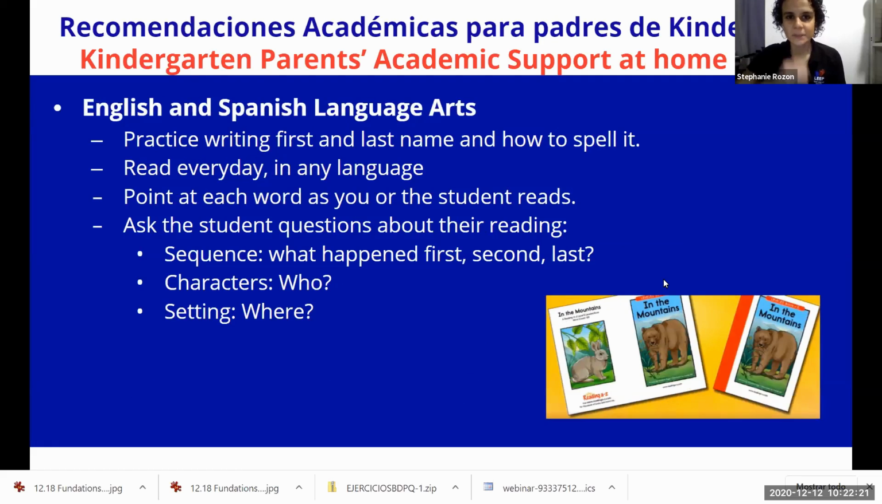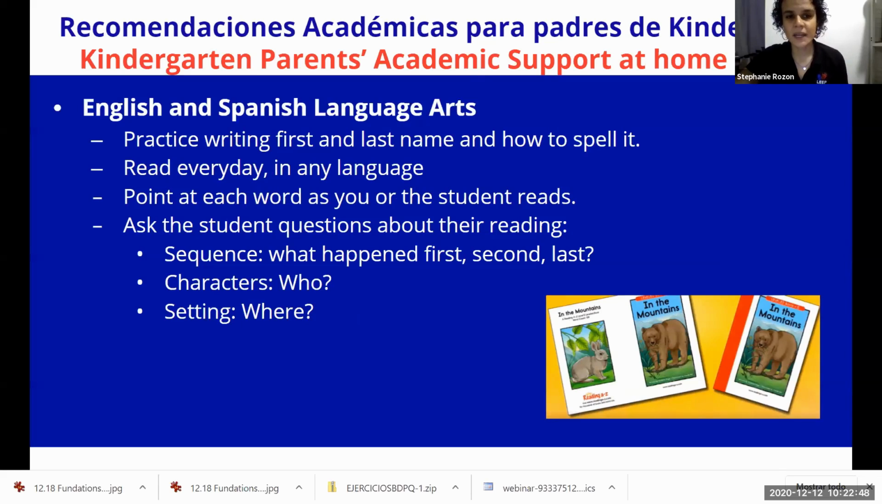For English and Spanish language arts, it is very important to read every day. We suggest for you to put in 20 minutes a day to practice reading in either language, Spanish or English. You can read to your child or you can have them read to you.